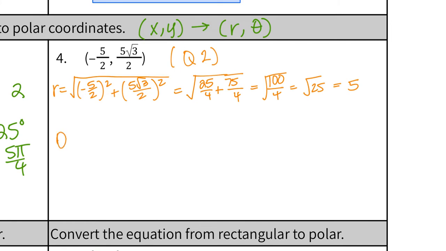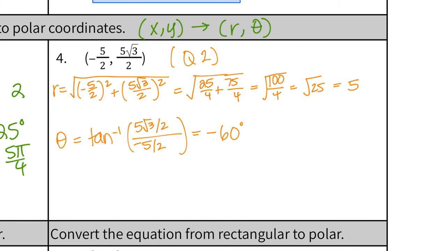Now to find theta, tan inverse of y over x. So 5 square root of 3 over 2, and then over negative 5 over 2. So just type it into your calculator like that. You don't have to simplify or anything. Your calculator is smart enough to do that for you. And I get negative 60 degrees.